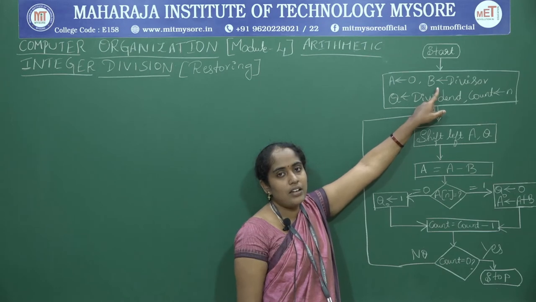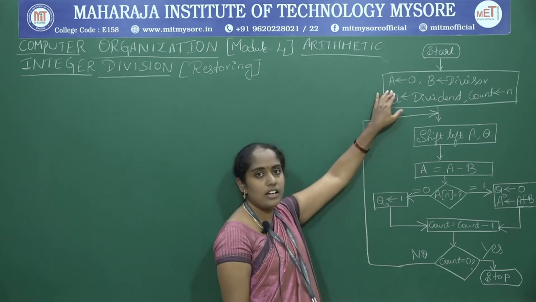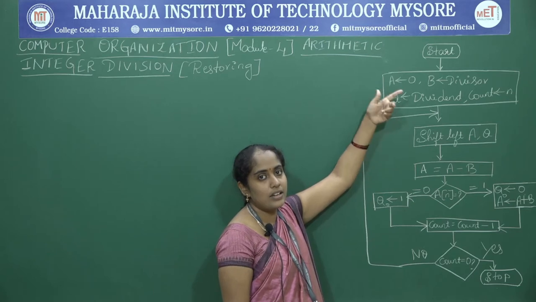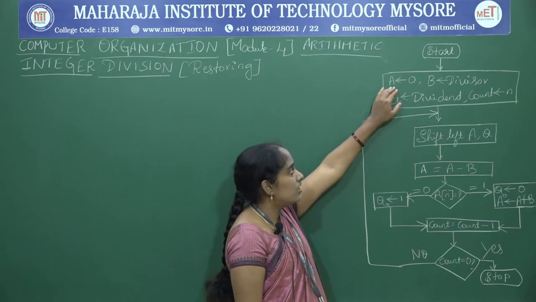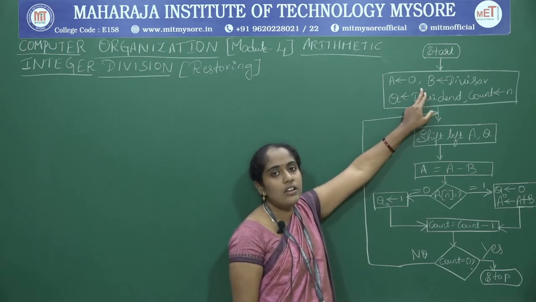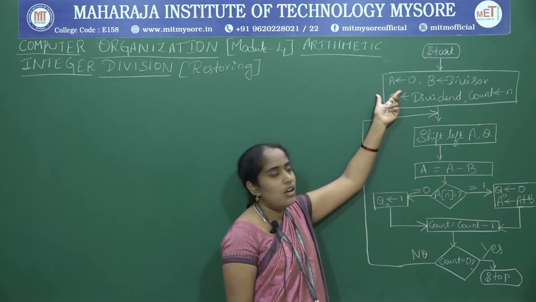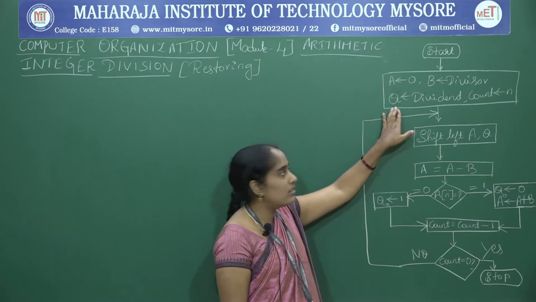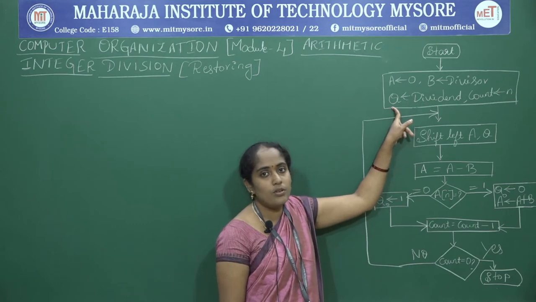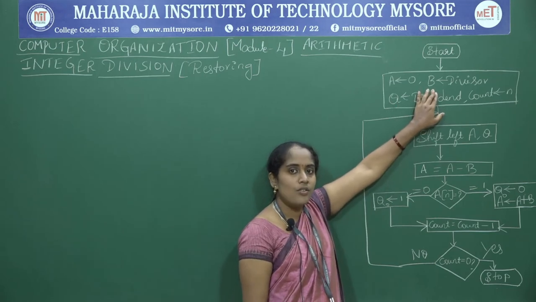If the divisor value contains 4 bits, in that case A is initialized to 5 zeros, that means 4 plus 1 extra. So A depends on the B value. The next is Q, which is the dividend value. Here B depends on the Q value. If Q contains 4 bits, then B should contain 4 bits.